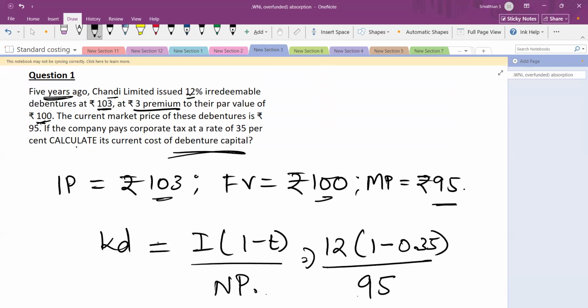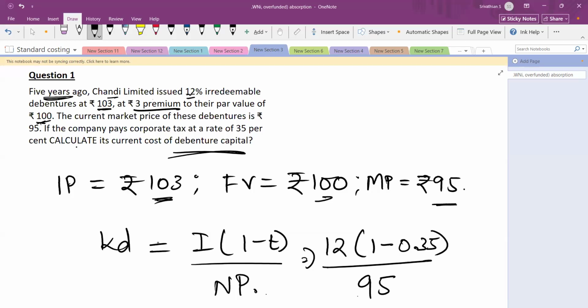These are past figures. 5 years before, when the debenture was issued, it was issued at 103. Let's say an investor wants to purchase the debenture today, at what price can he purchase it? He has to purchase it at 95 rupees. He cannot time travel to 5 years before, and he cannot purchase it at 103 rupees, right? So the relevant figure is 95 rupees.